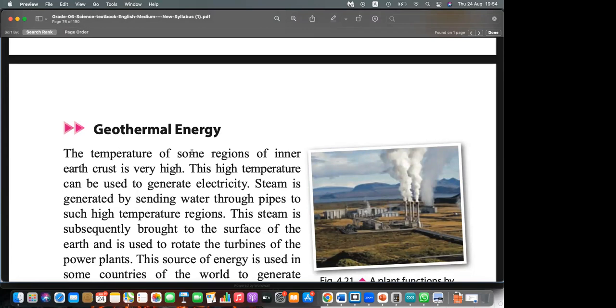Since you are in the online class, you have to arrange your own way of transportation.